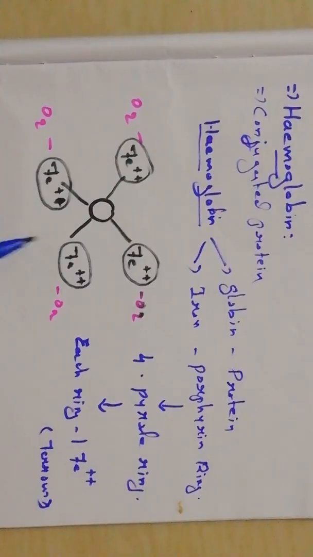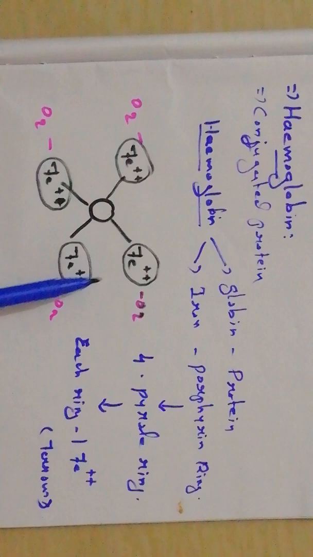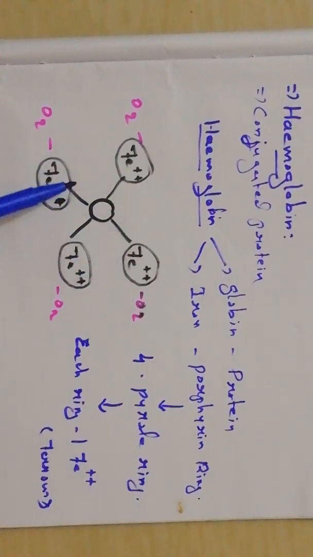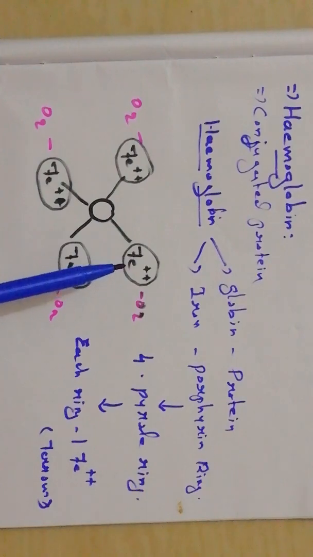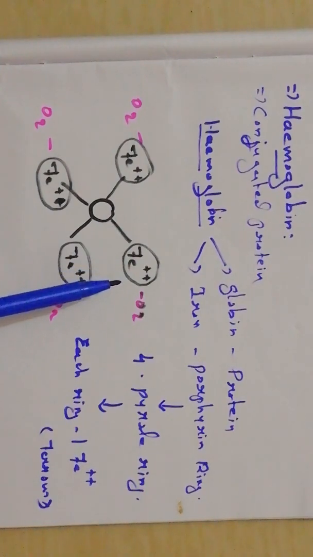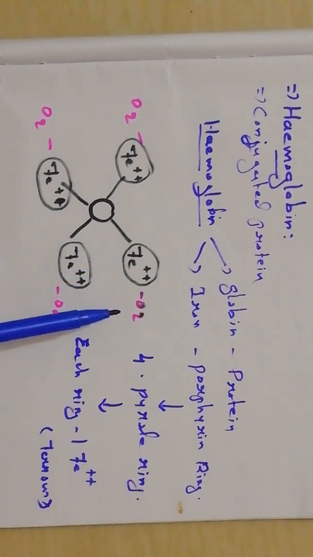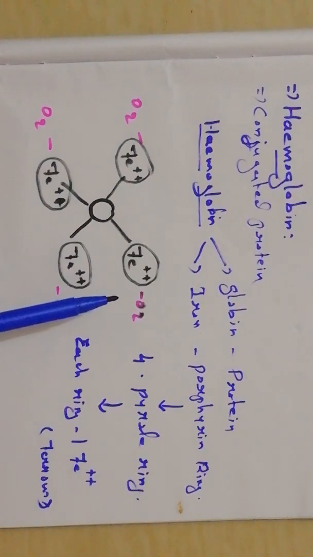So look at this structure. This is the porphyrin ring. Each porphyrin ring consists of 4 pyrrole rings, right? Each ring consists of one ferrous ion. So this ferrous ion is going to contact with the oxygen during the exchange of gases, right? So this oxygen has to combine inside the blood, right? Somewhere else it should be there, especially the site, actually this ferrous ion.